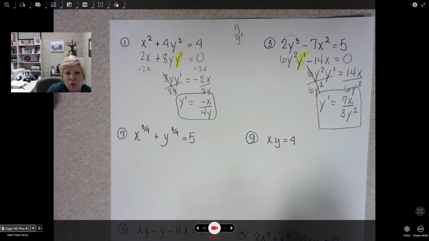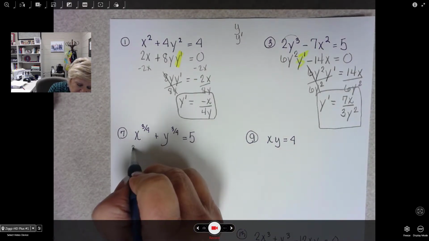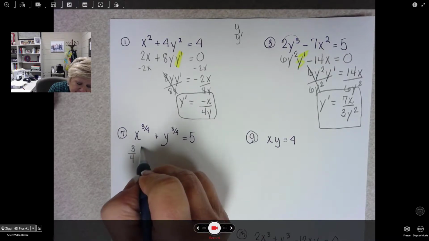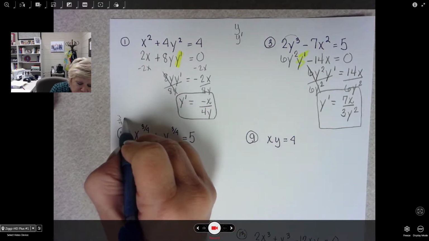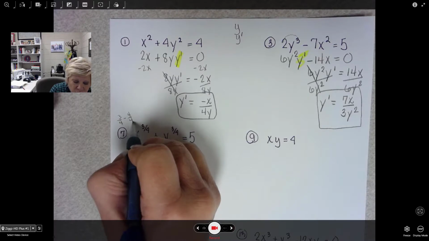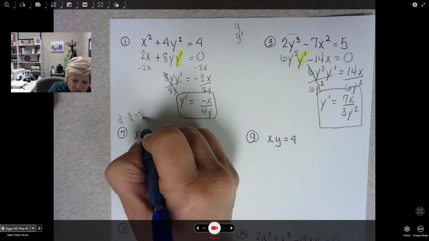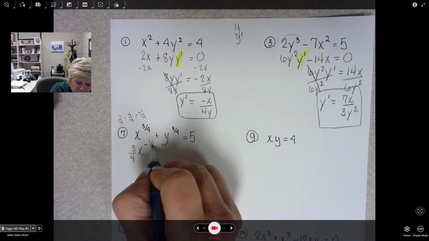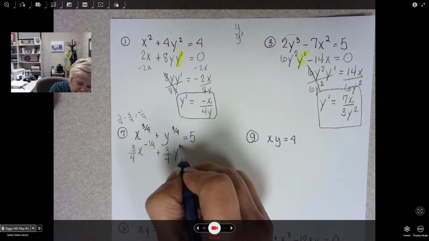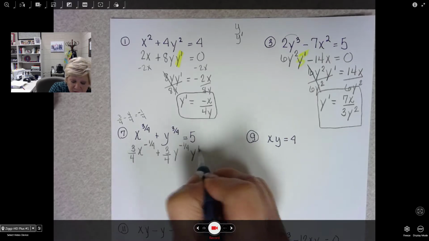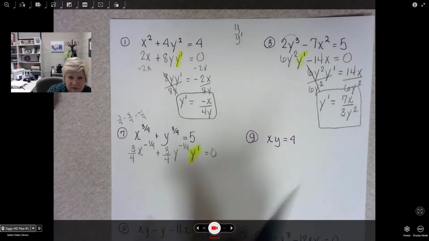All right. Number 7, we did one just like this Wednesday in class. Bring the fraction to the front, x, and you've got to subtract 1 from the exponent. So we know that 1, with common denominators, because it is fractions, would be a negative 1/4. So x to the negative 1/4 plus 3/4 to the front, y to the negative 1/4, y prime equals 0.